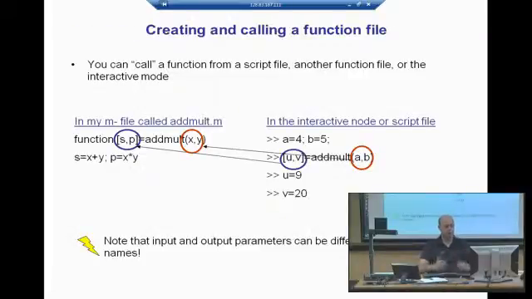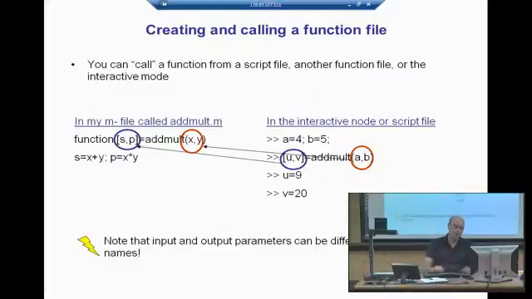Here are some really easy examples. You might want to do this yourself, so you might want to pause the tape and actually create a function file that looks like what I have on the left. So I open up a new file, and I write function SP. So S and P are my outputs, right? Is equal to addmult X and Y. So X and Y are my inputs. The name of the file is obviously addmult.m.